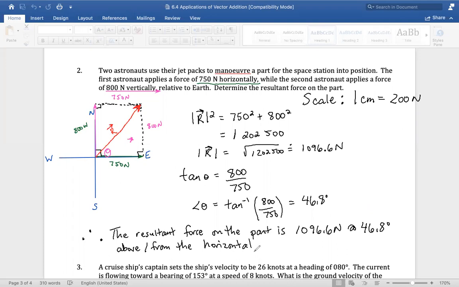Above the horizontal. If I just said from the horizontal, if this is my horizontal, let's say, right, this green vector, then I could be above it 46.8 degrees or below it, right? From the horizontal could be below as well. So really, I like above is just more specific. I know I'm starting at that vector and moving above the horizontal 46.8 degrees. Just tells me that my resultant is exactly there and not below. I think it's more specific.